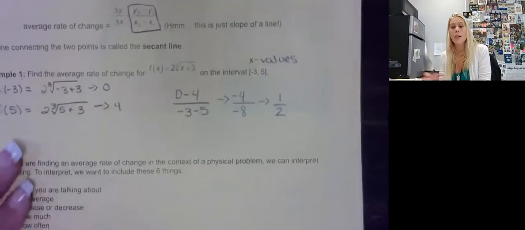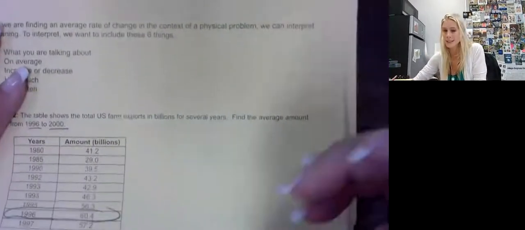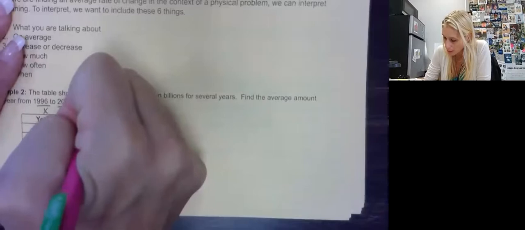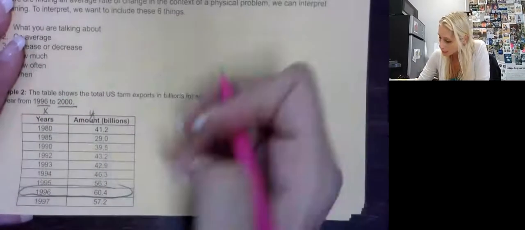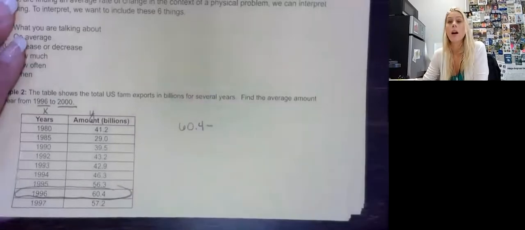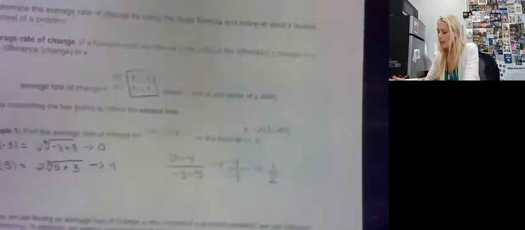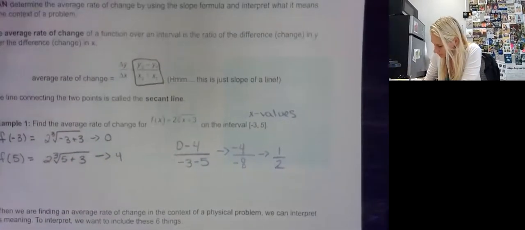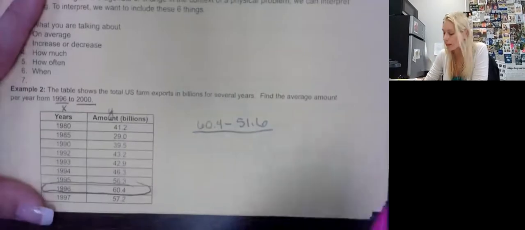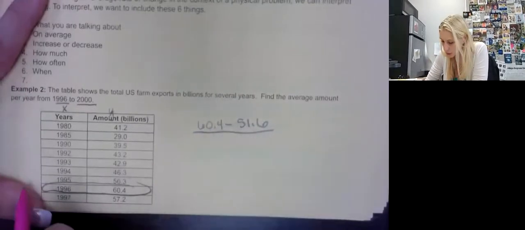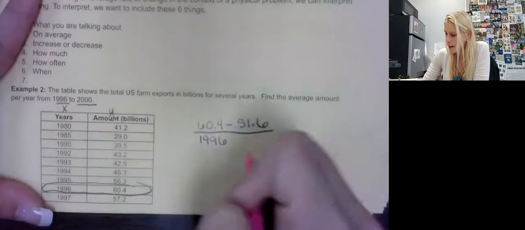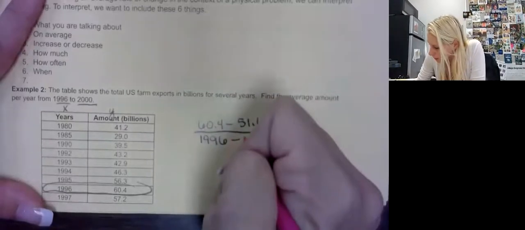Okay, again, it doesn't matter what order of the y's that you put it in, as long as your x's are the same. So my years is my x value, my amount is my y value. So keep that in mind. So I have 60.4 minus our second y value, let me flip the page, 51.6, all over x values. Now, if I use 60.4 first here, I need to use 1996 here. And then minus, and then we were talking about 2000.